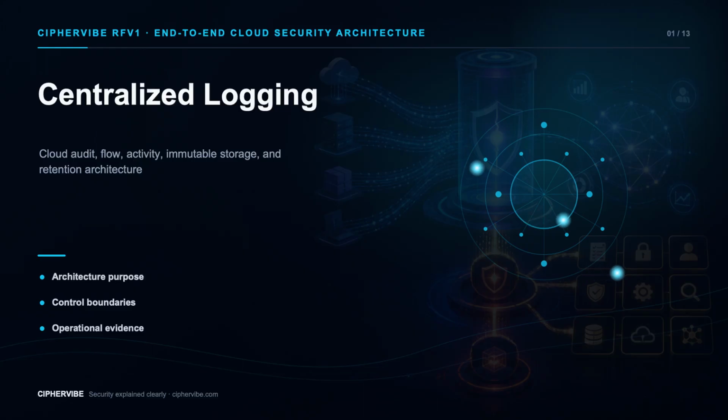Welcome to episode 21 of CipherVibe's end-to-end cloud security architecture course. Centralized logging makes cloud changes, access, workload behavior, and network activity available for investigation and assurance. It must be designed before incidents, not assembled from scattered consoles afterward. We will connect its purpose, design boundaries, implementation path, failure modes, and evidence of effectiveness.